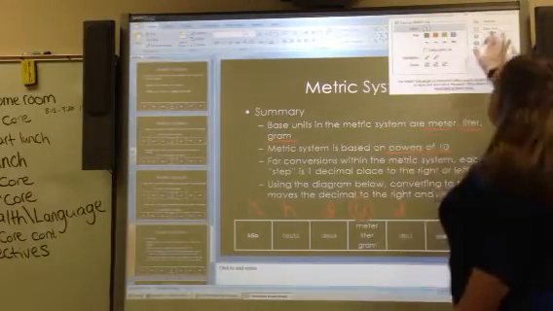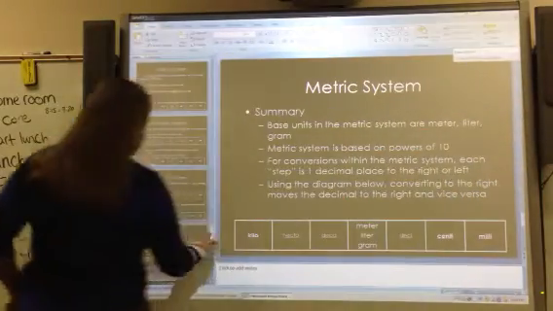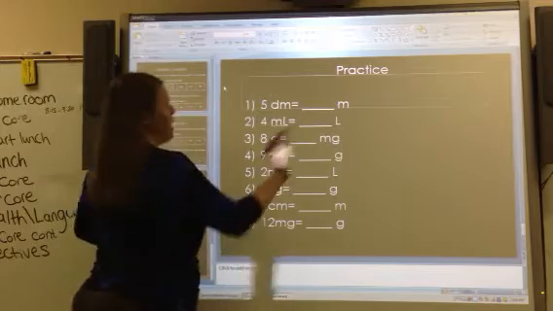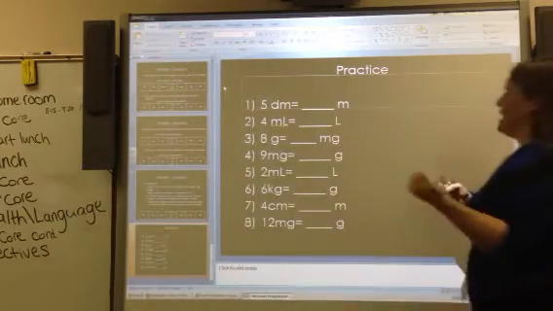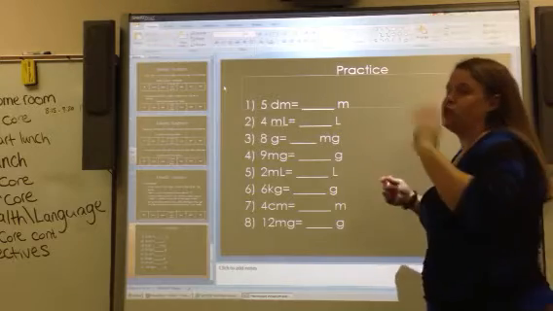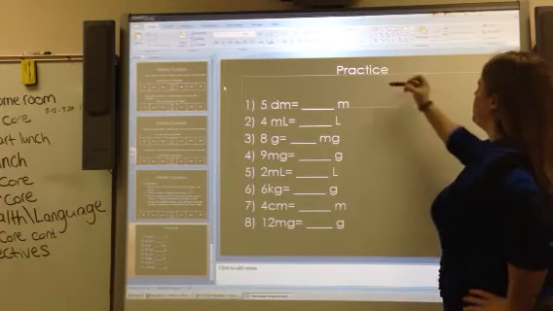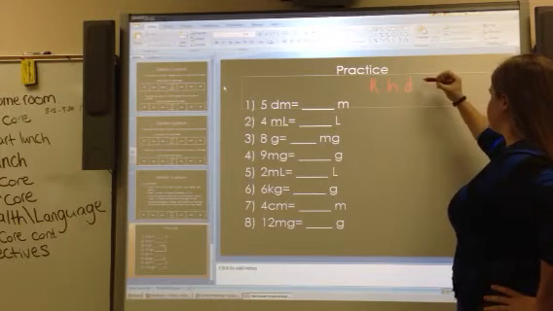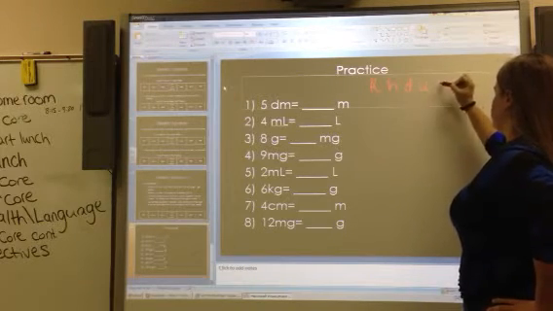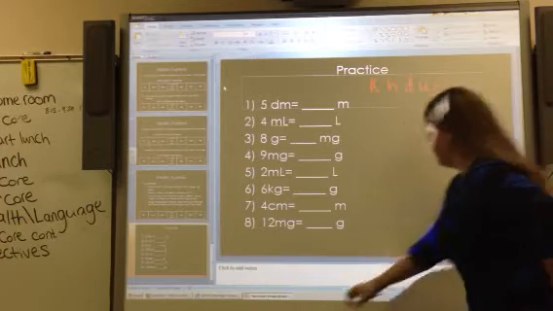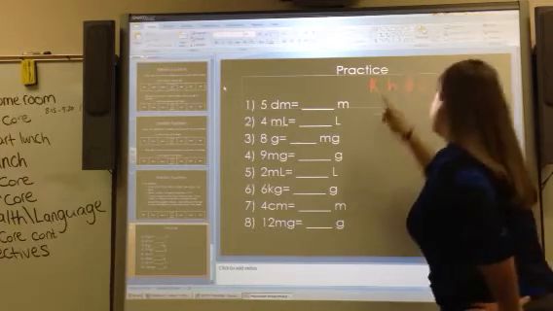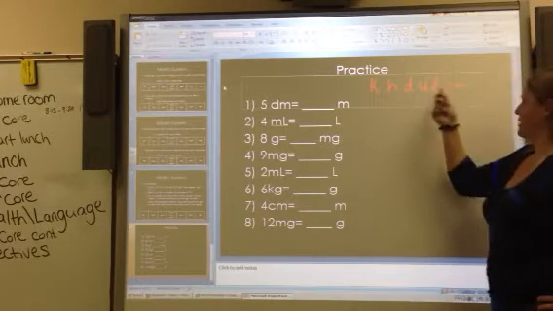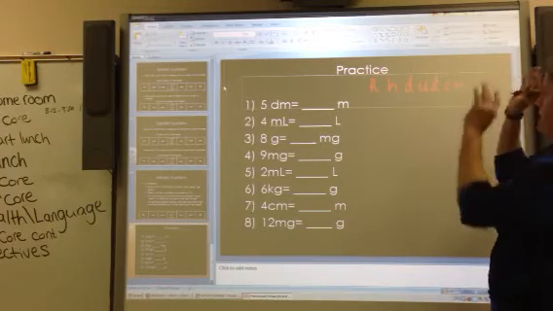So on my practice examples, I've got just a couple. We're not going to do all of them, just a few. So again, King Henry does usually drink chocolate milk. Sorry about that, don't forget the D in there. So this is my basic every time.